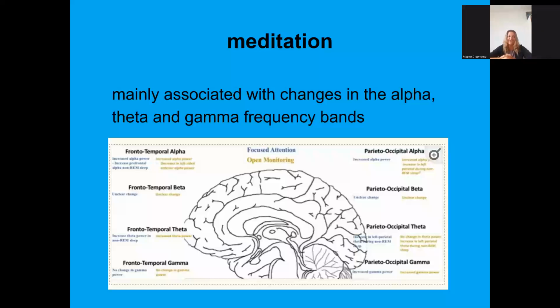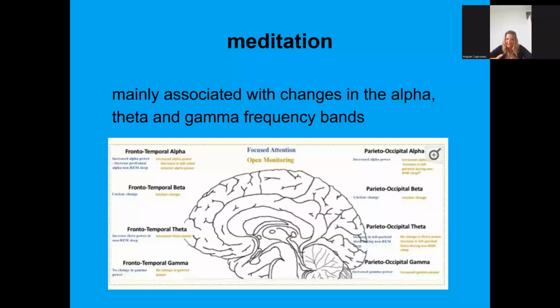Alpha activity increases in posterior brain regions during both focused attention and open monitoring meditation, and in anterior regions, focused attention meditation shows a bilateral increase in alpha power, while open monitoring meditation shows a decrease only in left-sided power. Gamma activity in these meditation practices is similar in frontal regions, but increases are variable in parietal and occipital regions.